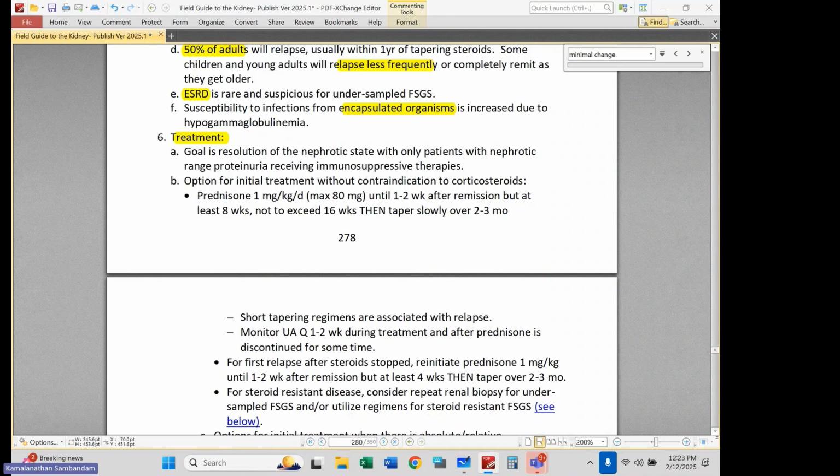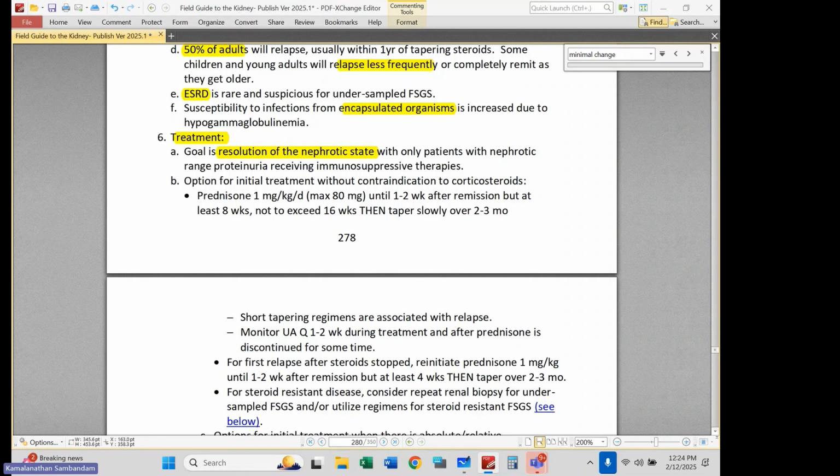Now, treatment is really to resolve the nephrotic state. Okay, let's extrapolate that principle across the 3 idiopathic syndromes. Again, minimal change, FSGS, and membranous. We're generally not treating those unless you're nephrotic. So if you're subnephrotic from your conservative therapies, you can call that a win.